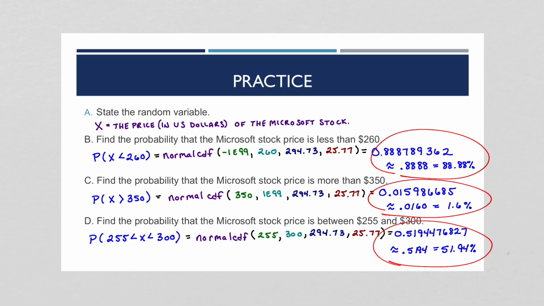The navy color is your mean. Notice that that doesn't change. Likewise, the standard deviation is in the darker red. Again, it doesn't change because we are staying in the same stock situation.